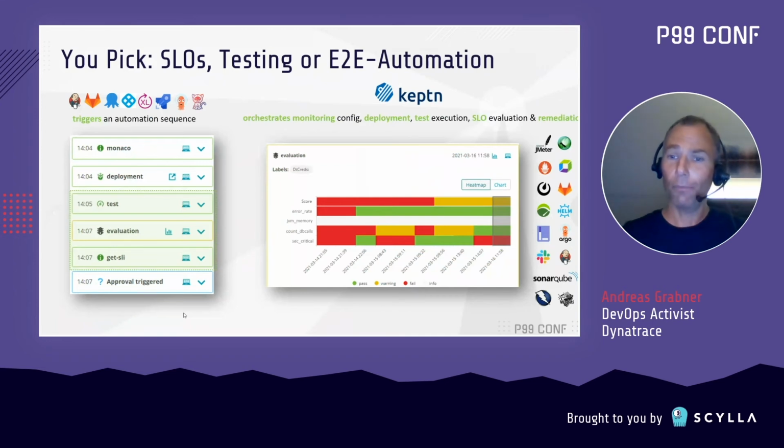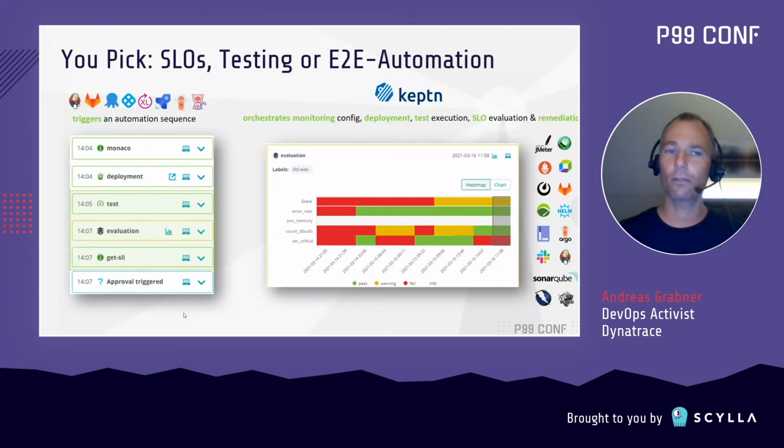So to sum this up, what is really important if you want to try this: pick your SLOs. You can also pick your testing or your end-to-end automation. I think this is very important. All of this only works if you really have tests that you can execute on a regular basis, unless you apply this in production and maybe run production evaluations every hour, every minute. But if you want to do this in testing and you don't yet have a way to orchestrate tests, you can also use Keptn for it, because remember, Keptn can orchestrate automation sequences.